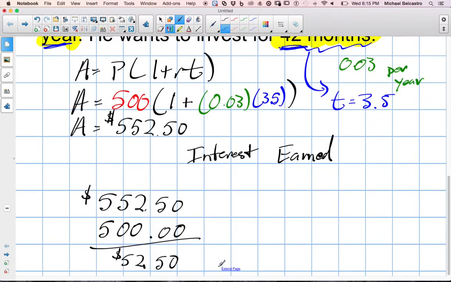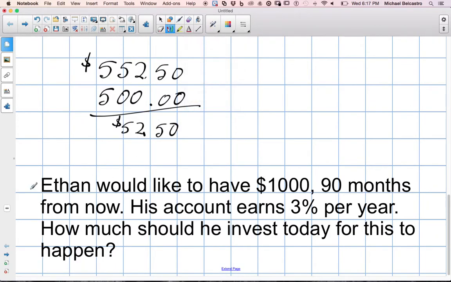Okay, let's say we're doing pretty good here. Here's the second question. Same guy, Ethan, would like to have $1,000, but 90 months from now.